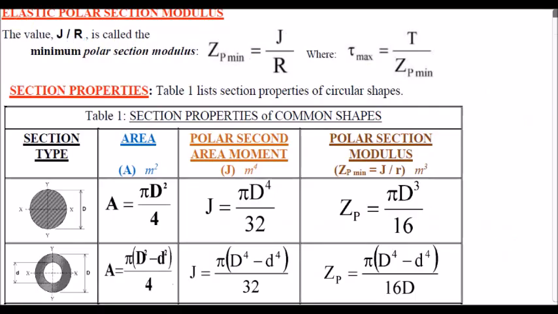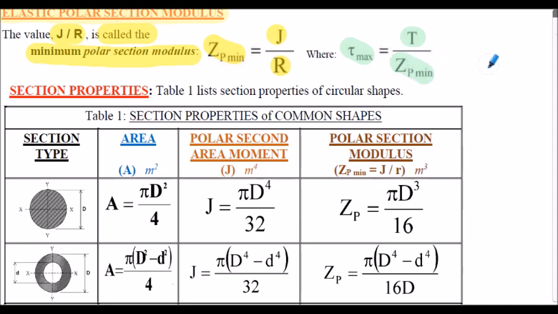Let's consider the elastic polar section modulus. The value J divided by capital R is called the minimum polar section modulus, denoted by the symbol Z. Z_P minimum is J divided by R. To find the maximum shear stress, that would be the applied torque divided by the minimum polar section modulus.